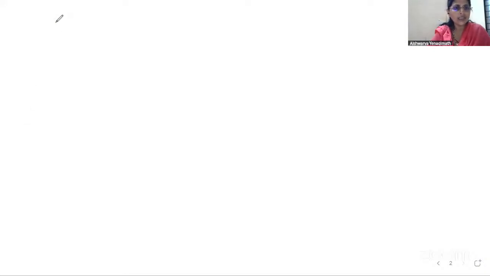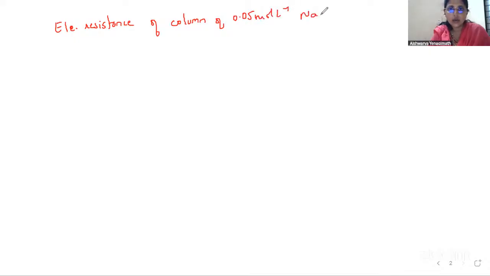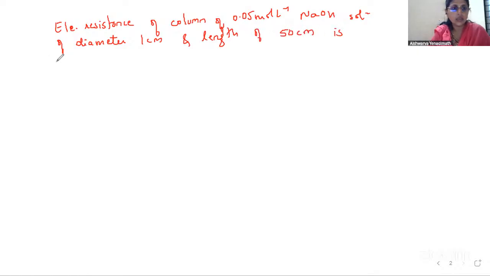We will see the numerical on resistivity. The electrical resistance of a column of 0.05 moles per liter NaOH solution of diameter 1 centimeter and length of 50 centimeter is 5.55 into 10 raised to 3 ohm.